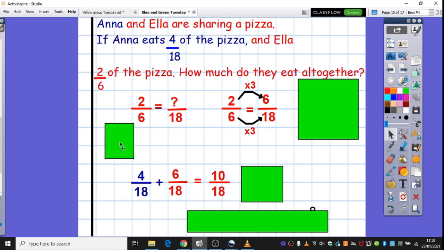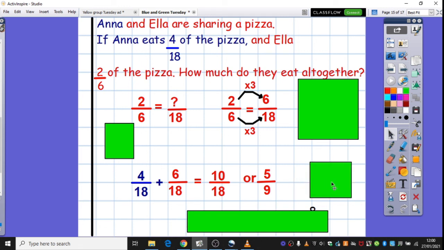And if you've been looking for a slightly harder challenge this week, then you may have looked at how you can simplify your fraction. So maybe looking at a number that will divide into both of these, and so you might have had the answer of 5/9. Don't worry if you didn't, and don't worry if that seems a little bit too tricky, but for some of you, you might want that challenge to simplify the fraction as well. So we know that altogether they had 10/18 of the pizza, or 5/9.